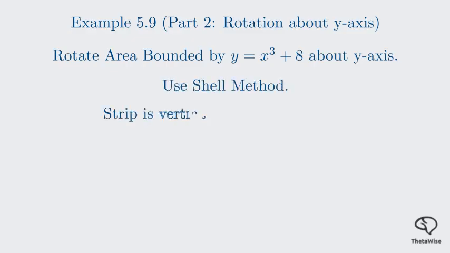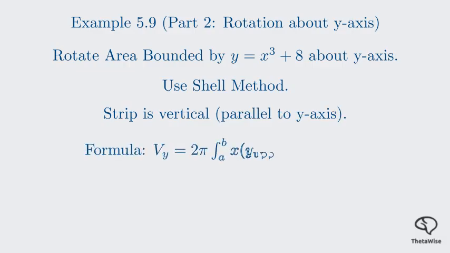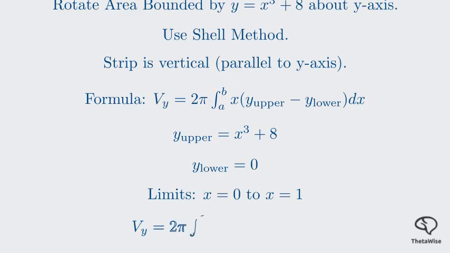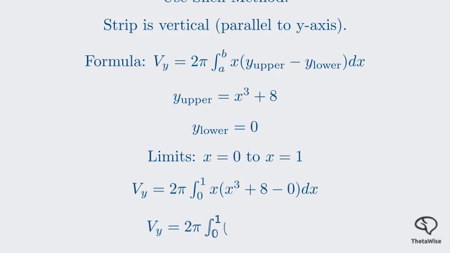So we use the shell method formula: 2 pi times the integral of x times the height of the strip, dx. Here, the upper curve is y equals x cubed plus 8, and the lower curve is the x-axis, which is y equals 0. The limits of integration are the x boundaries of our region, 0 and 1. Substituting these into the formula gives 2 pi times the integral from 0 to 1 of x times the quantity x cubed plus 8 dx. Distribute the x, and we have a simple polynomial to integrate, x to the 4th plus 8x.